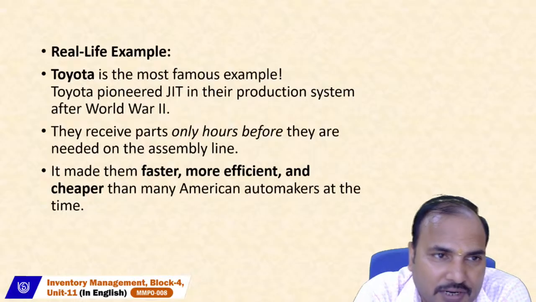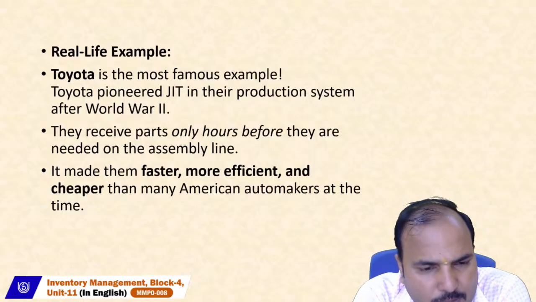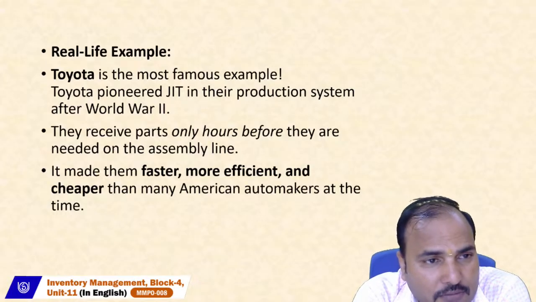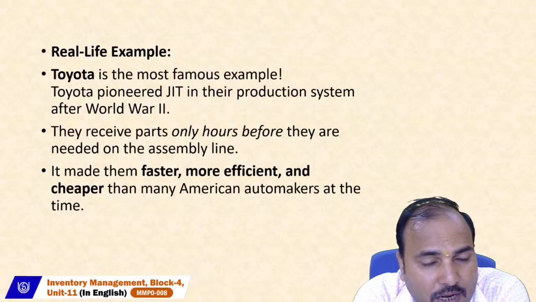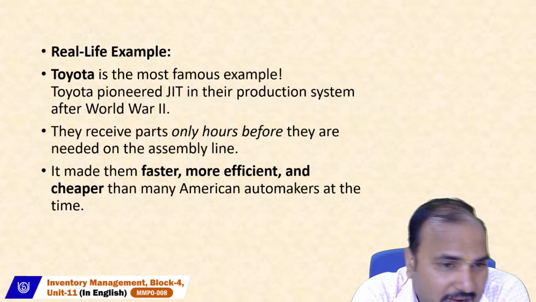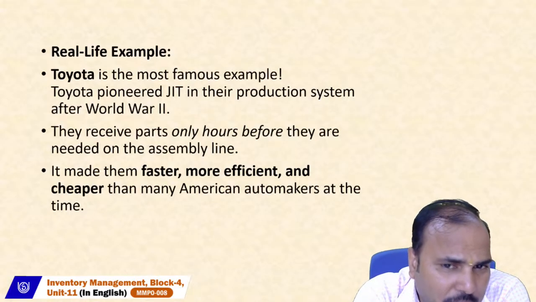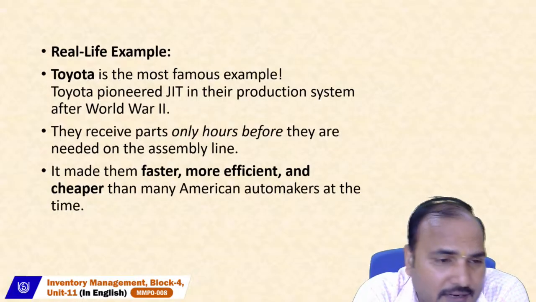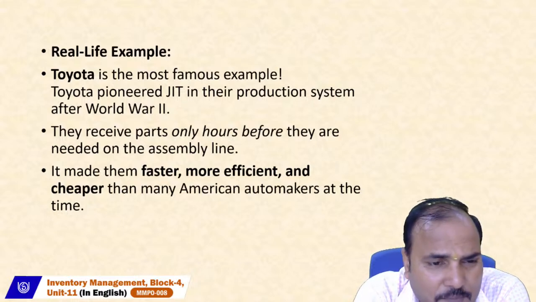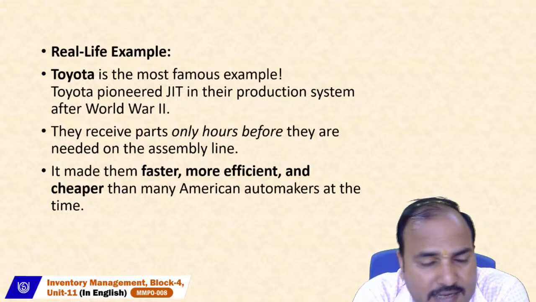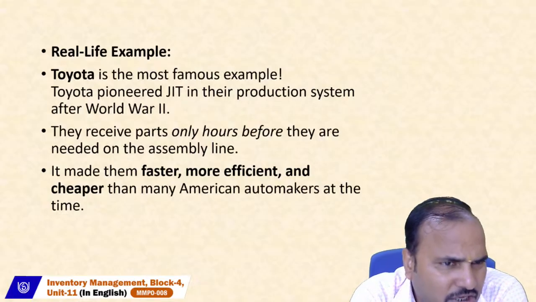Now I am giving one real-life example. Toyota is the most famous example. Toyota pioneered just-in-time in their production system after World War II. They received the parts only hours before they were needed on the assembly line. So it made them faster, more efficient, and cheaper than many American automakers at that particular time. This is the impact of just-in-time.